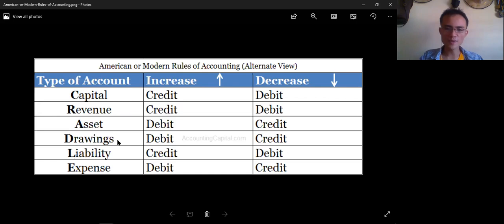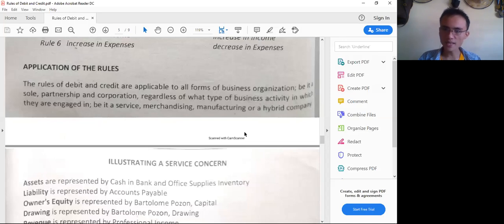To make it easy, again, I repeat, you have to take note of at least three accounts that increase on the debit side. For example, that's what I did: asset, drawing, and expenses. This will enable me to take note also that the other three accounts will increase on the credit side. Okay, so that's it for the background, I would say, about the rules of debit and credit.